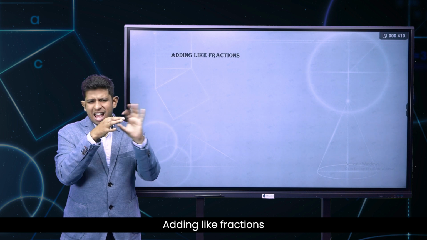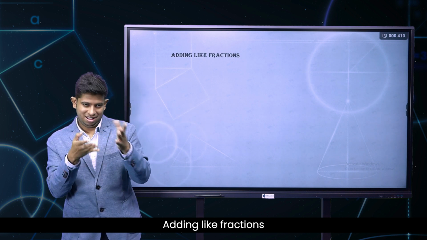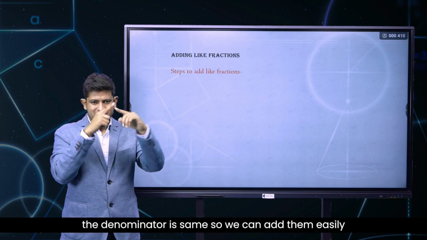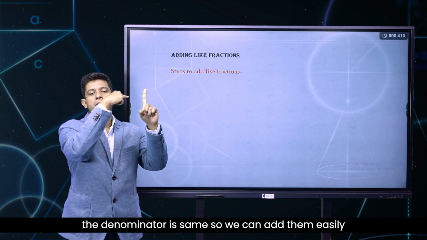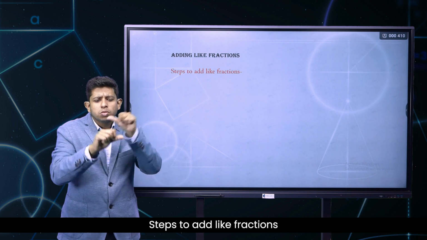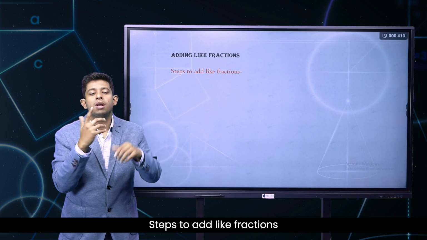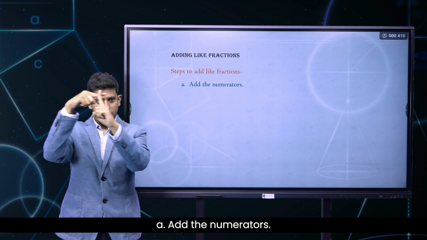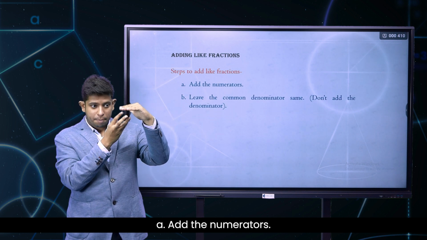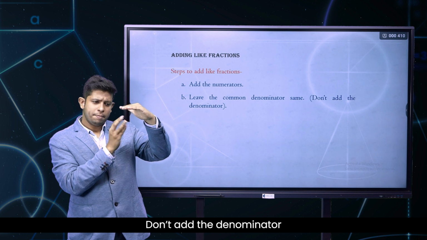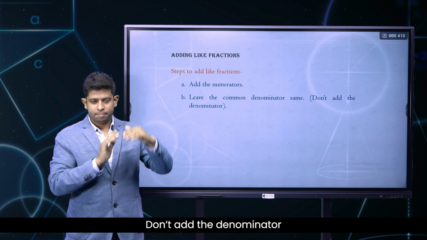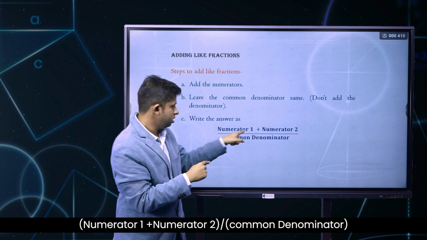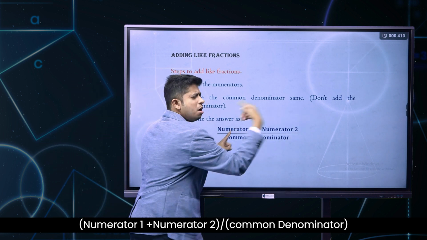Adding like fractions. In case of like fractions, the denominator is same, so we can add them easily. Steps to add like fractions. Add the numerators. Leave the common denominator same, don't add the denominator. Write the answer as numerator 1 plus numerator 2 by common denominator.